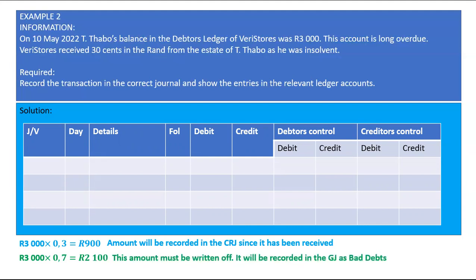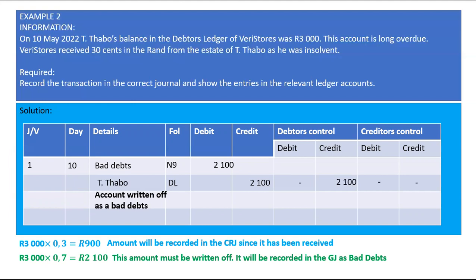And already by now, you should know what to do. When we record it as bad debts, we will debit bad debts because it's an expense, and you record the amount on the debit side, and that will be 2,100. And then we credit the name of the person that is being written off, which is T-Tabo, but this is a debtor, so we will write it slightly to the right, and then the amount that goes with T-Tabo, which is 2,100, will be recorded on the credit side. At the same time, we are going to record the 2,100 on the credit side of our debtors control because it also affects debtors control.